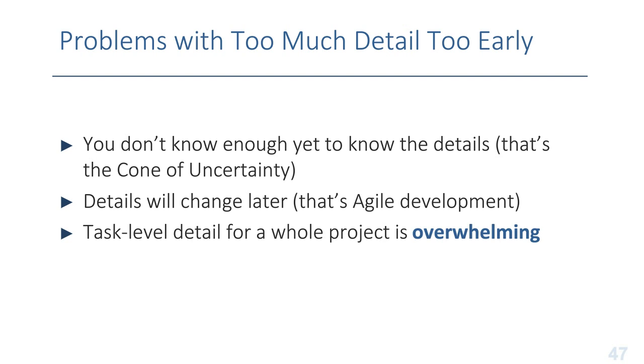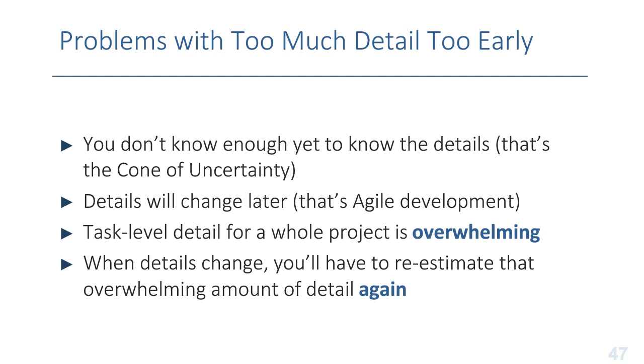And another problem is if we're looking at task-level detail for an entire project, even if the project is, say, a 6-month project, that level of detail, to look at all of it at once, is overwhelming. And if those details are going to change, then we're going to have to re-estimate that overwhelming amount of detail again. And so the pattern we've seen with companies that are trying to do this is they'll estimate in great detail 6 months worth of work at the task level.